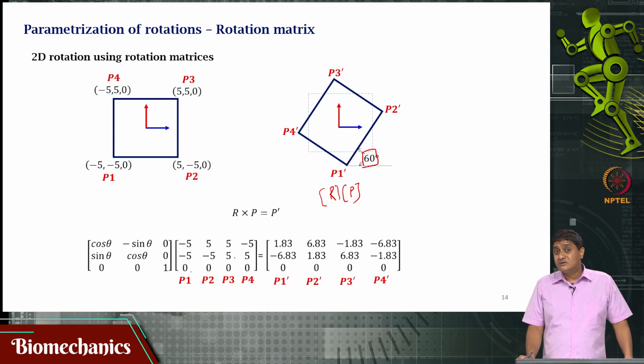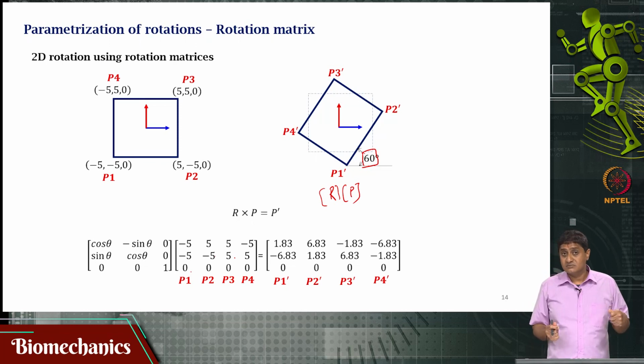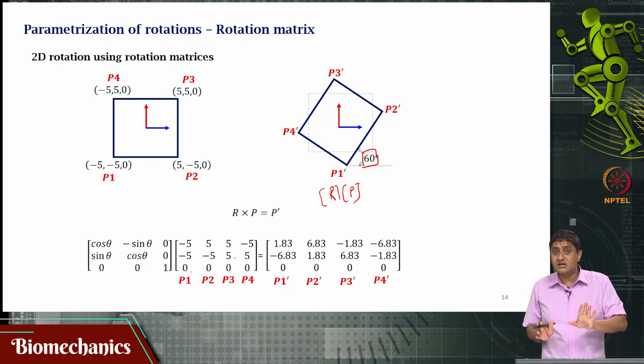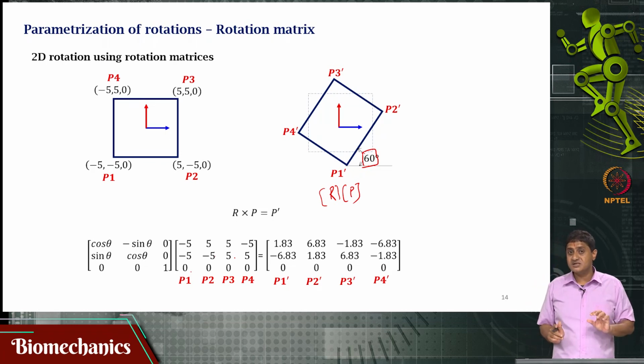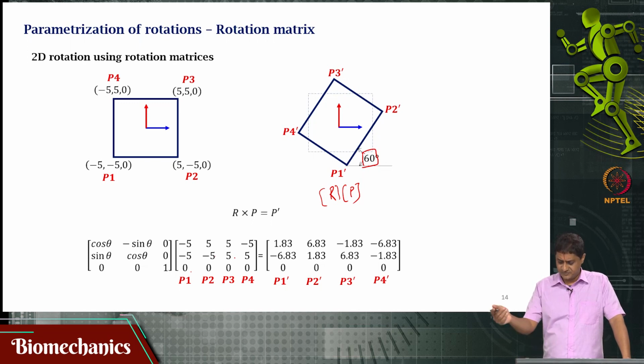Remember, the square itself is not squished or elongated, right? The square is just rotated. It is not translating, it is not squished or elongated. It has undergone a pure rotation about the z axis by an angle of 60 degrees. Okay. This is a simple example. We will see more examples of this in future videos.